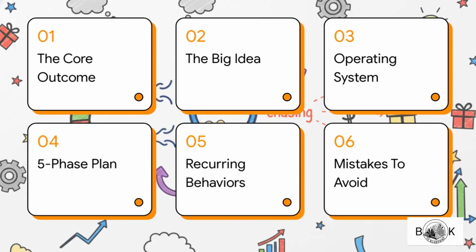Okay, so here's how we're going to break it all down. First, we'll get super clear on the core outcome, the end goal. Then we'll get into the big idea that makes it all possible. After that, the operating system, which is kind of like the new rules of the game. Then the real meat of it, the 5-phase implementation plan. We'll cover the recurring behaviors you need to turn this into a habit. And finally, we'll look at the common mistakes to avoid so you don't trip up.